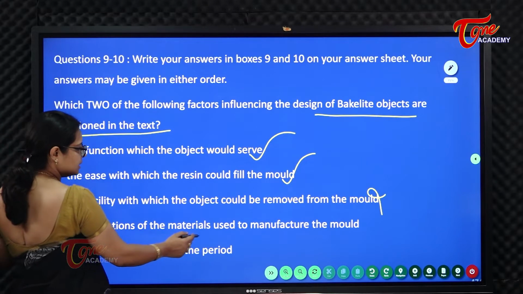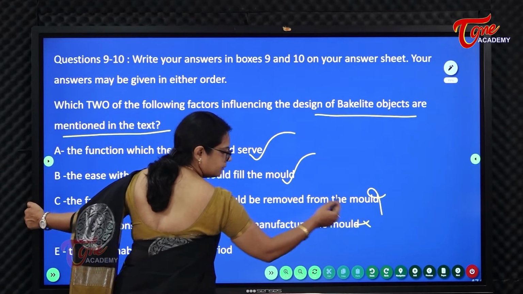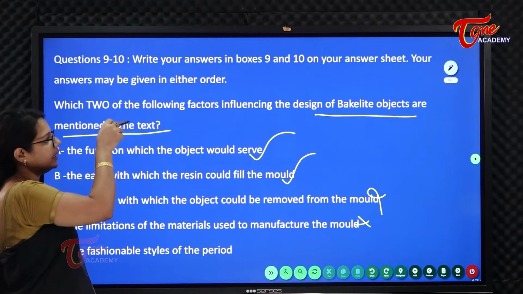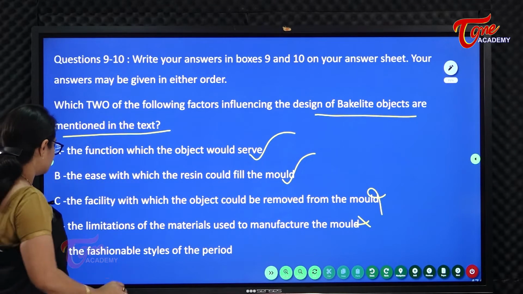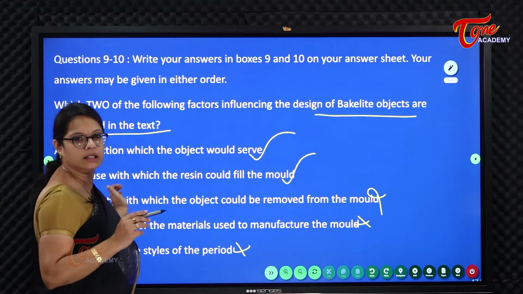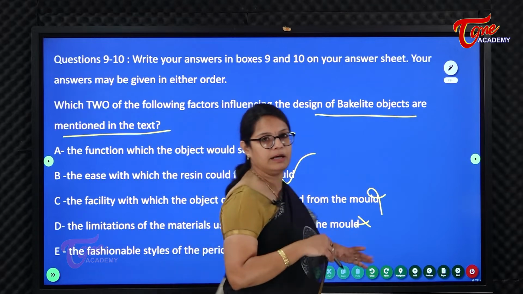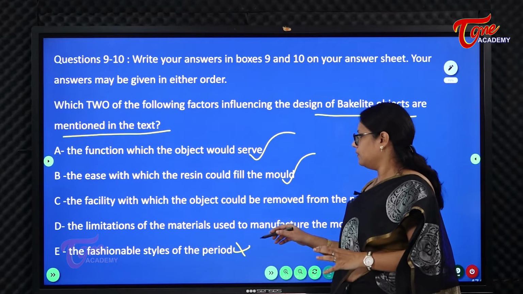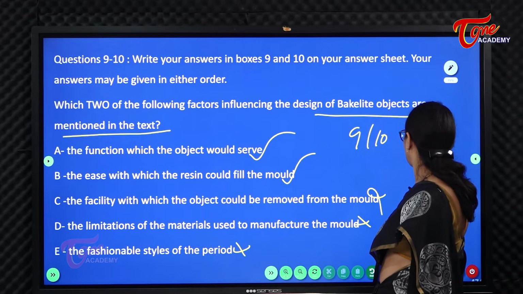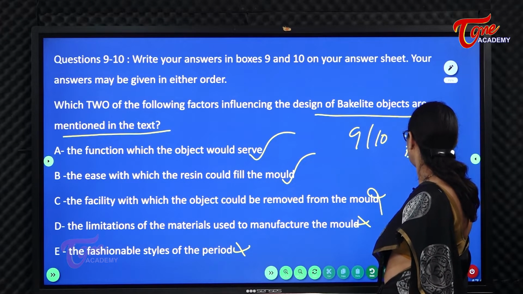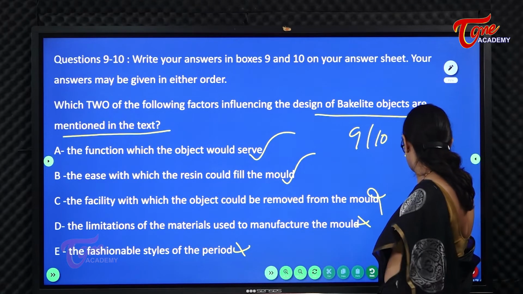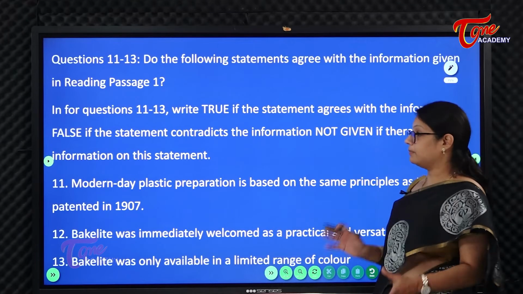The limitations of material used to manufacture the mold, we are not talking about manufacturing of the mold, we are talking about the usage of mold to create bakelite objects. So that is also not mentioned. The fashionable styles of the period, that is late 19th and early 20th centuries, about the time when bakelite was invented, even that is not there. So your answers to 9 and 10 should be A, B or B, A in any order he said, right? So that's how you're supposed to answer this particular segment of questions.